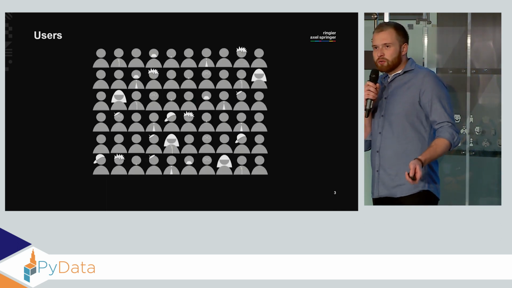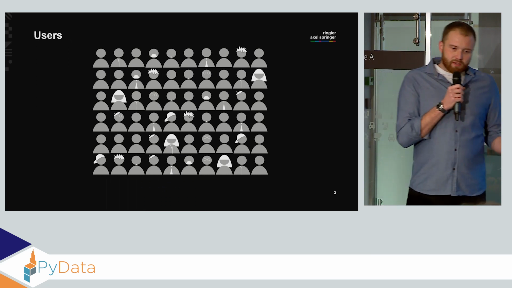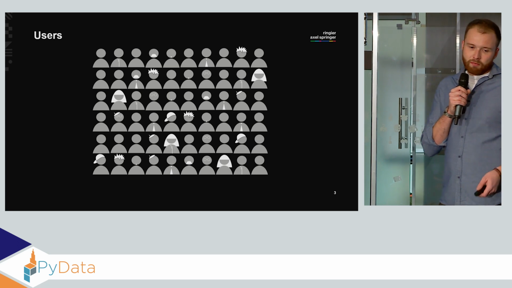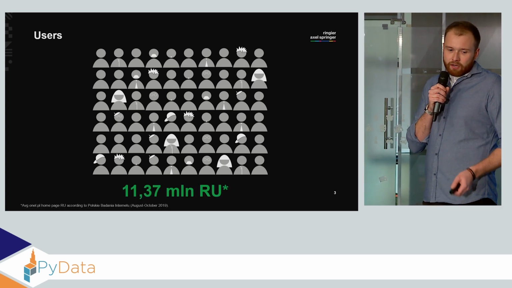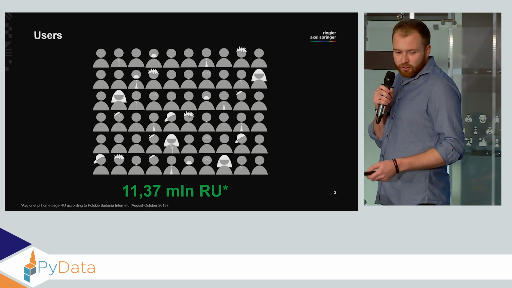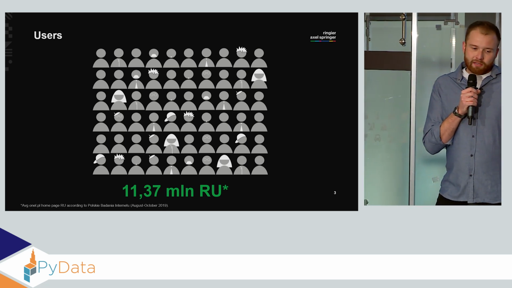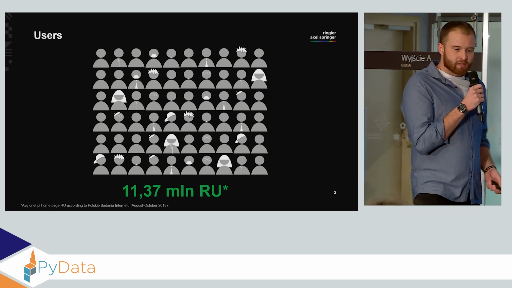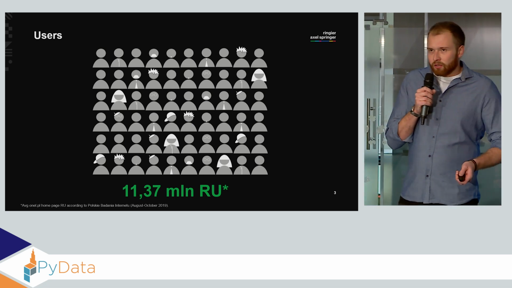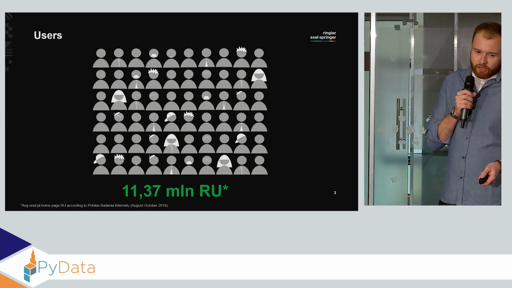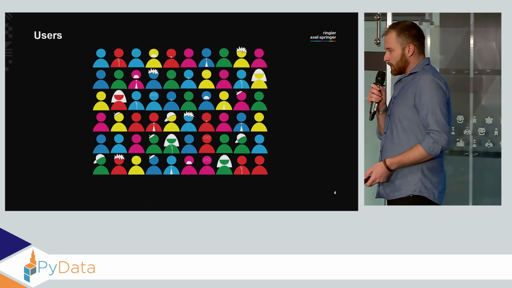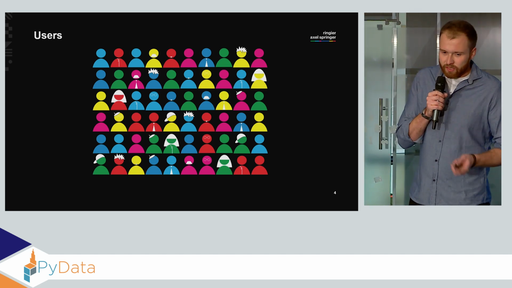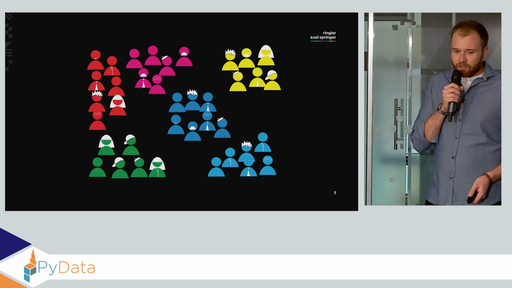So let's talk about our users. Our users visit the Onet homepage to satisfy their needs for information. And there are over 11 million real users per month. By real users, I mean real people, not cookies or devices. So it's easy to imagine that in such a big population, user interests differ. So we can divide our users into groups with similar interests.